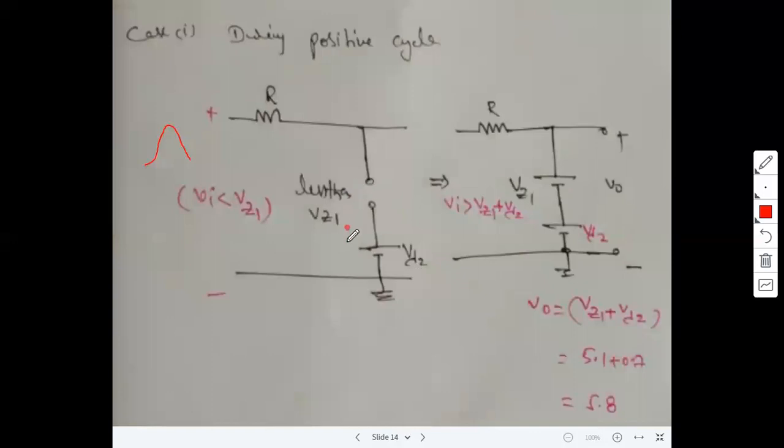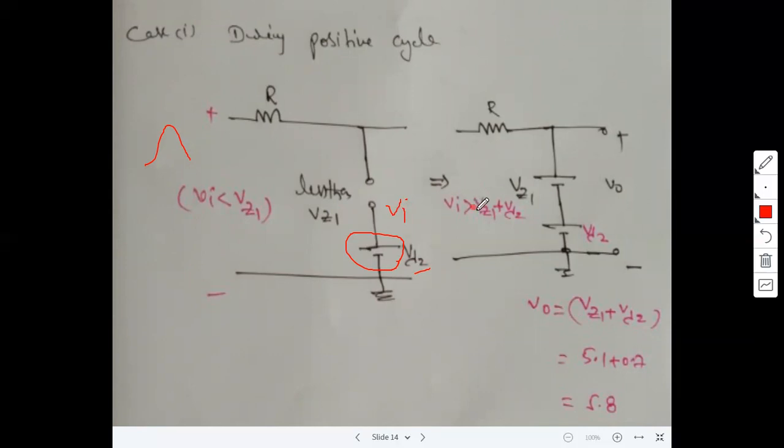Now consider the two cases. Z2 is forward biased, having some cut-in voltage V gamma 2. Now Z1 is less than breakdown voltage, so it behaves like an open circuit. Now in this case, what is V0? V0 is equal to Vi only.